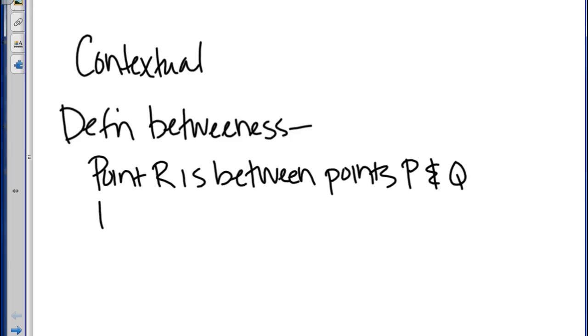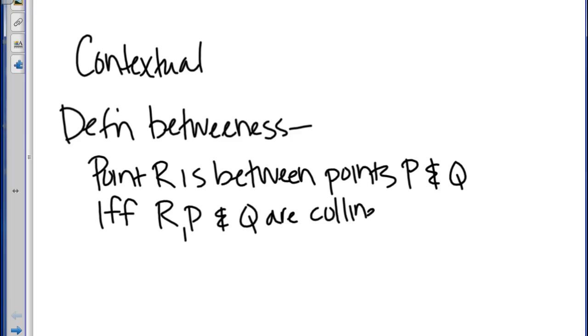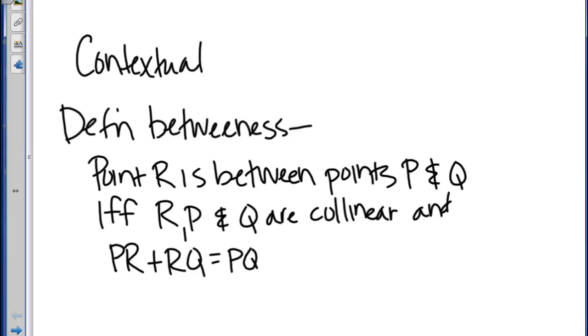If and only if, you can abbreviate like this. It means it works both ways. R, P, and Q are collinear. Remember what that means, on the same line. And PR plus RQ equals PQ.